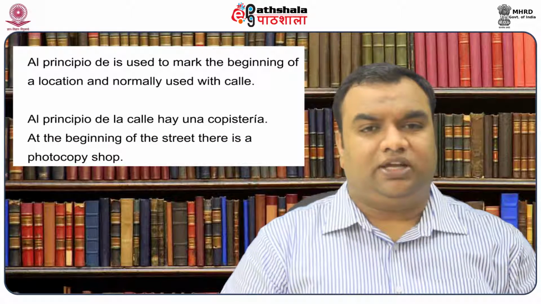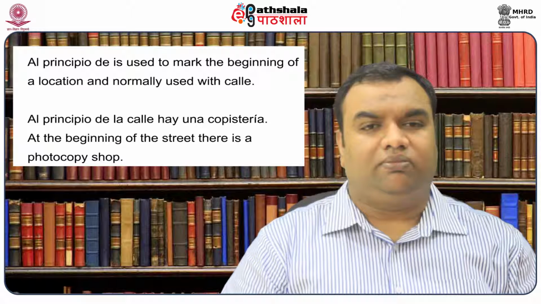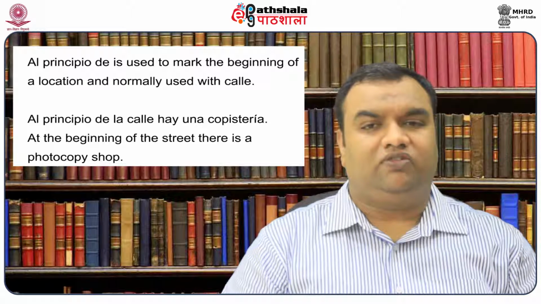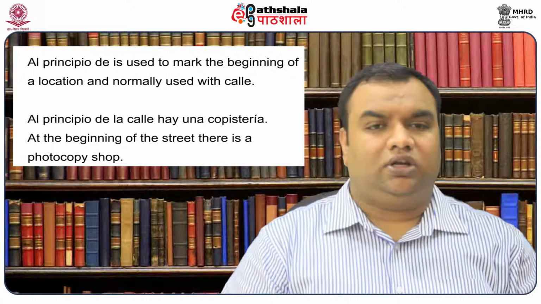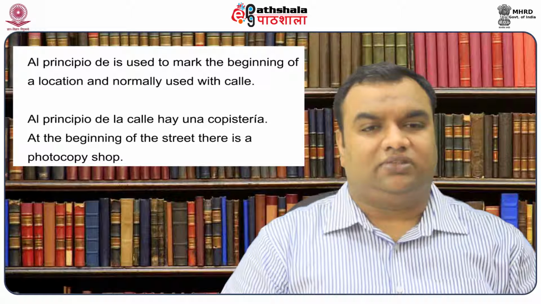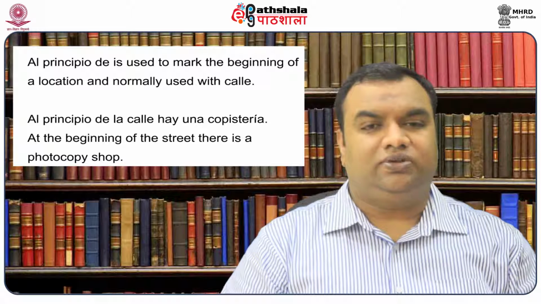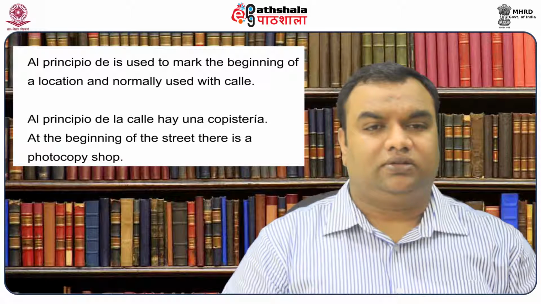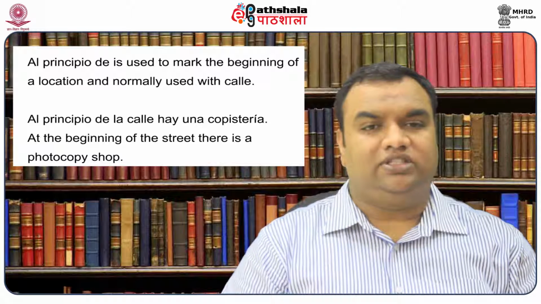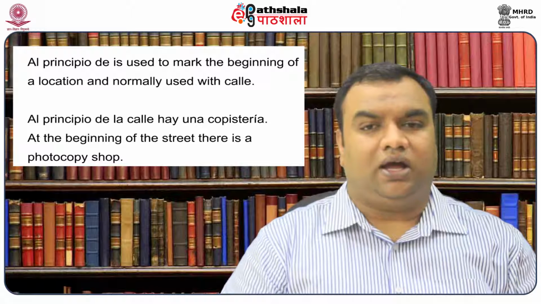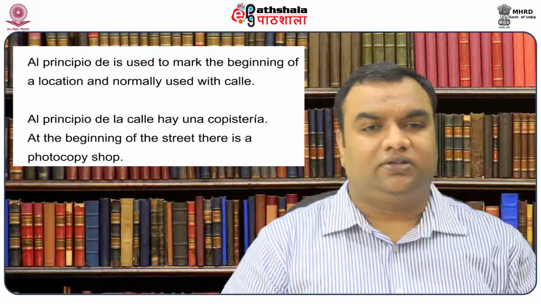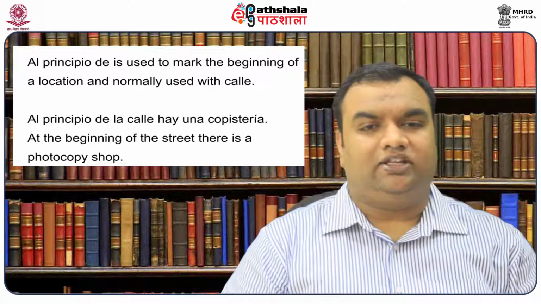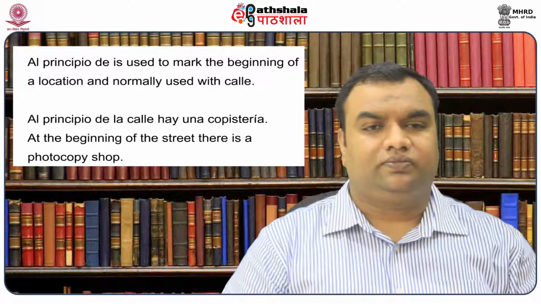Al principio de is used to mark the beginning of a location and normally used with the word calle. Let us see some examples. Al principio de la calle hay una copistería. I repeat, al principio de la calle hay una copistería. In English, at the beginning of the street there is a photocopy shop.